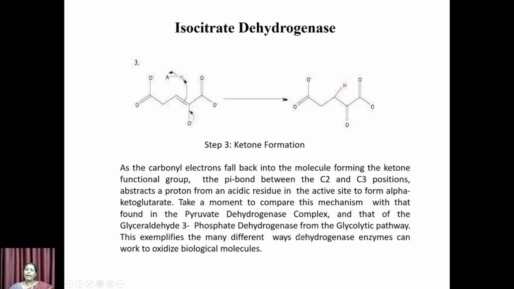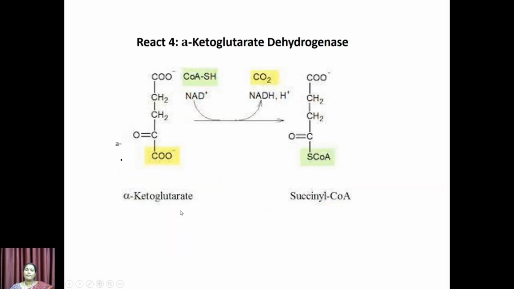This is the pyruvate dehydrogenase complex, and that of the glyceraldehyde 3-phosphate is in the glycolysis cycle. Which enzymes are used? Dehydrogenase enzymes are used. This is the glycolytic pathway. Dehydrogenase enzymes can be used to oxidize biological molecules in many different ways.